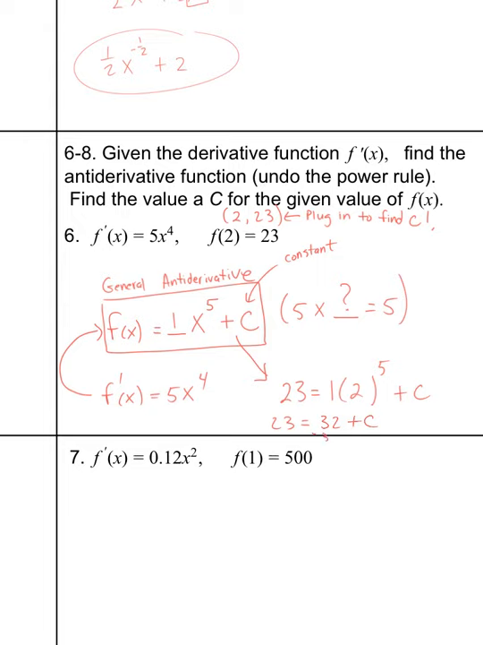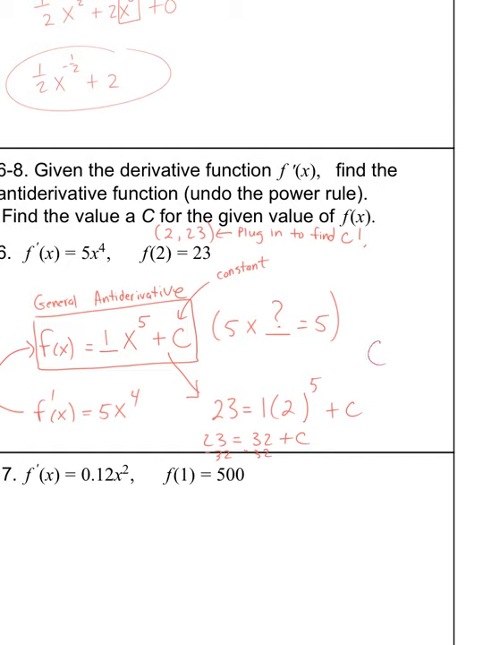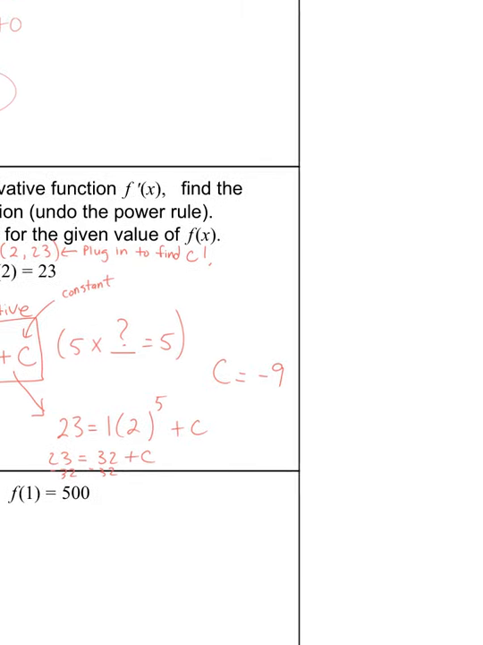Now I just subtract off 32 from both sides. All right, so my c value is equal to -9. All right, so there is my specific antiderivative that goes through that point, and I'm just going to write that down. My specific antiderivative is x to the 5th minus 9. I put my c in right there, and this is a specific antiderivative that goes through that specific point, (2, 23).